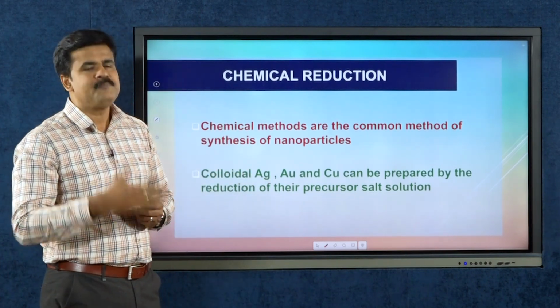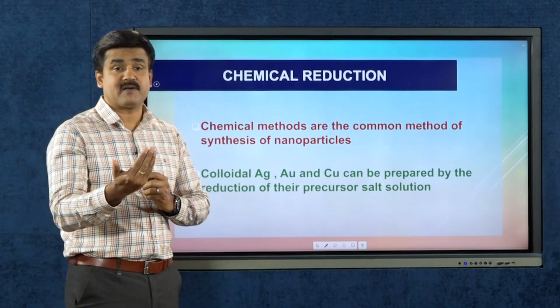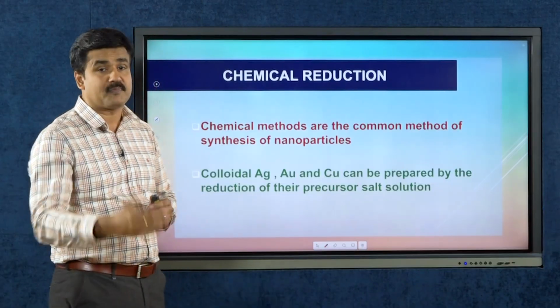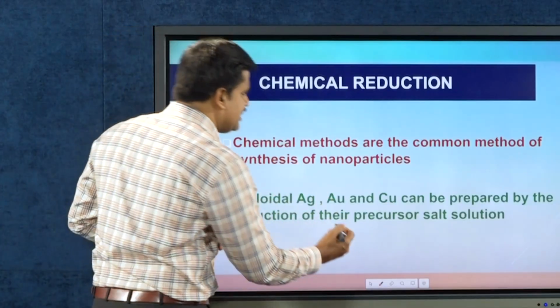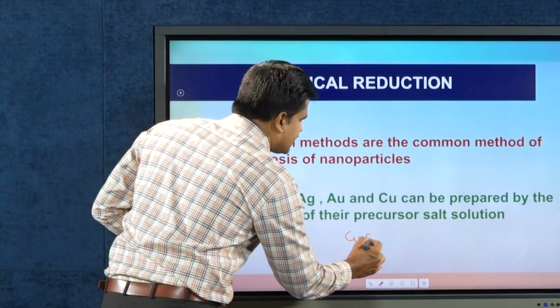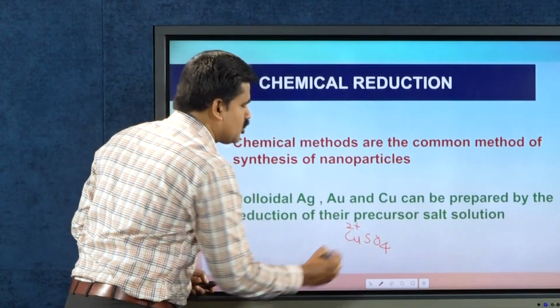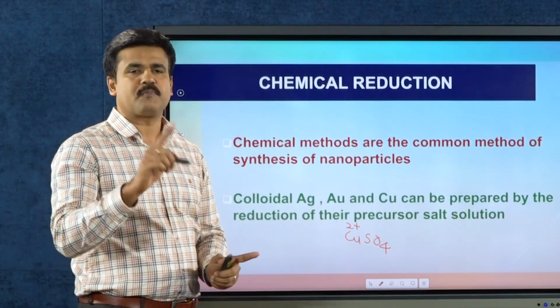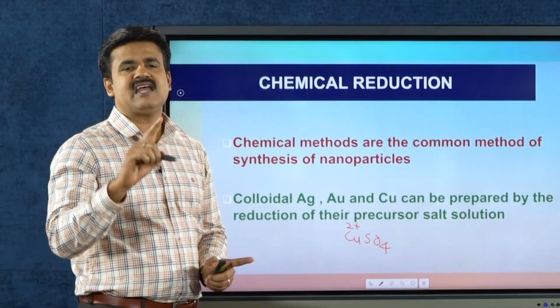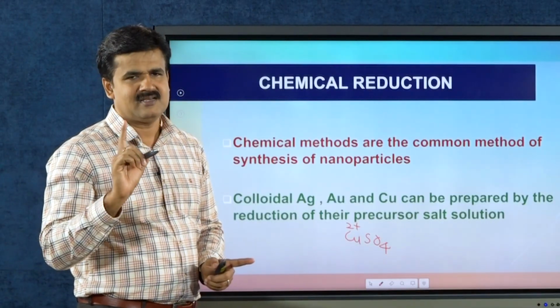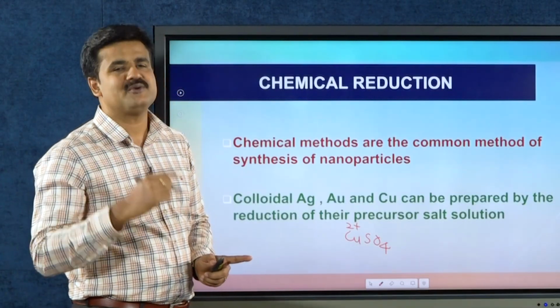For example, in copper sulfate, CuSO4, copper is present in the copper 2+ oxidation state. If I convert copper 2+ to the copper 0 state, then I perform reduction. For that purpose, I have to use some reducing agent.